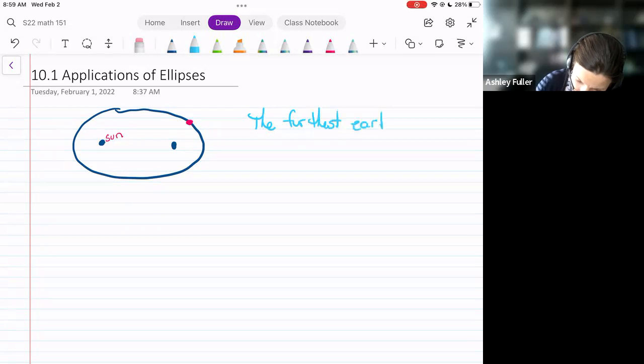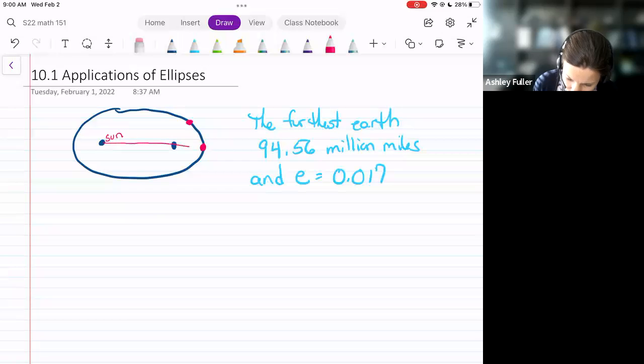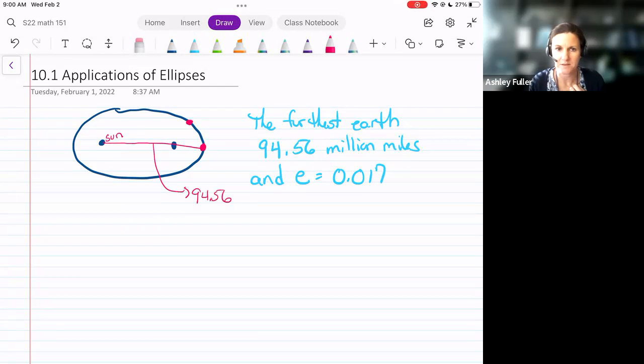If we are given that the furthest Earth gets from the sun is 94.56 million miles, and that the eccentricity of our orbit is 0.017, we can calculate how close the Earth gets to the sun. So in other words, when the Earth is right here, and this focus of the ellipse is the sun, this distance right here is 94.56 million miles. What we want to know is how close does the Earth get to the sun?